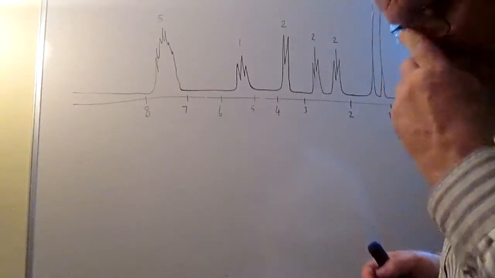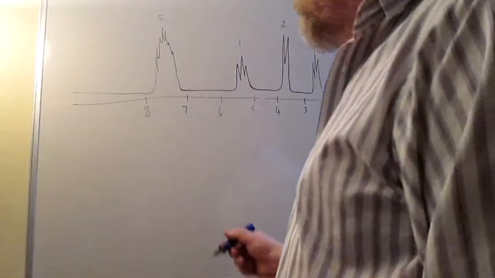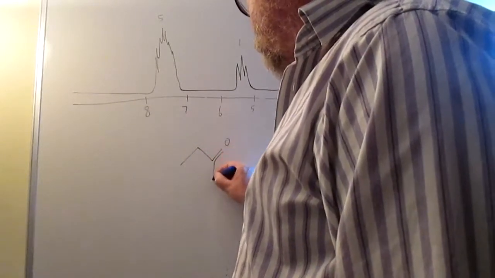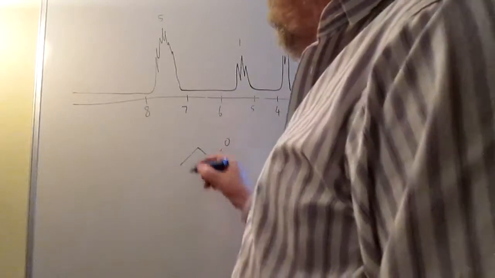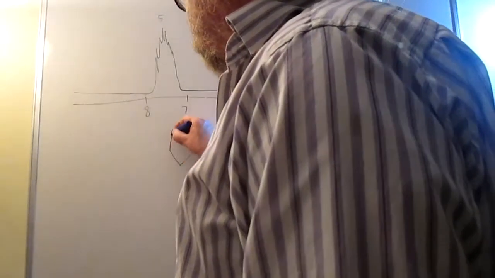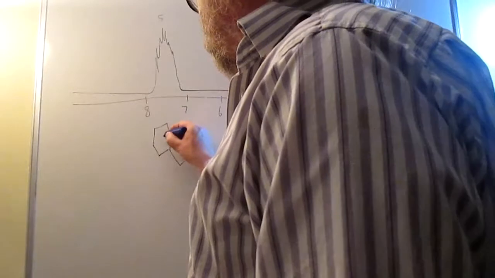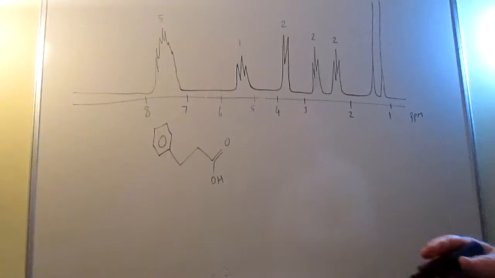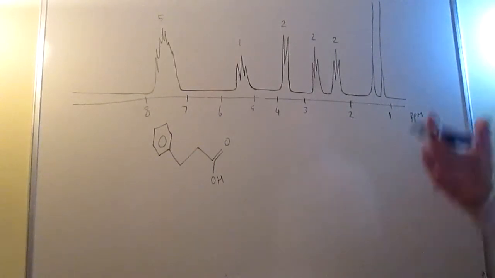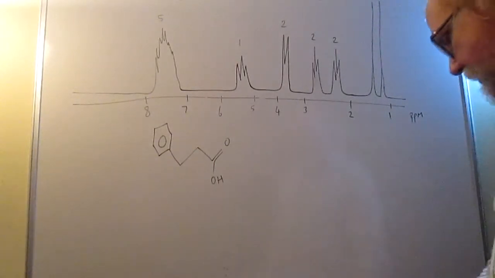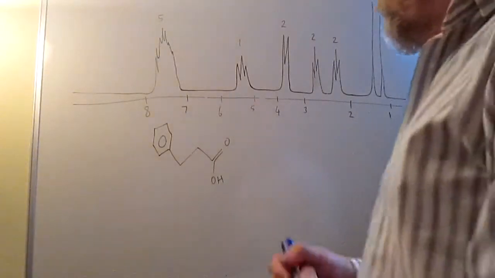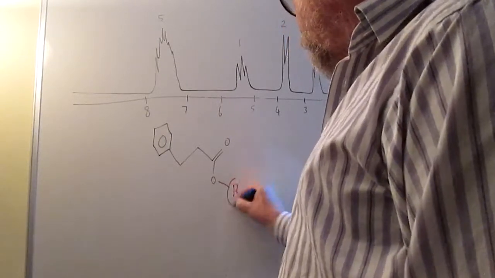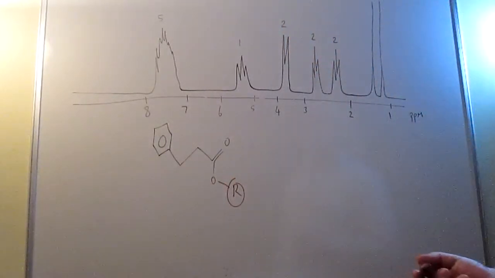So it tells us that the starting point is 3-phenyl propanoic acid. So propanoic acid is that, and so 3-phenyl propanoic acid is just that with a benzene ring attached there. So that's our starting compound, and it tells us that we've esterified this with our alcohol D. So of course when that happens, that means that we lose this hydrogen and we replace it with our group R, and R is what we've got to find.